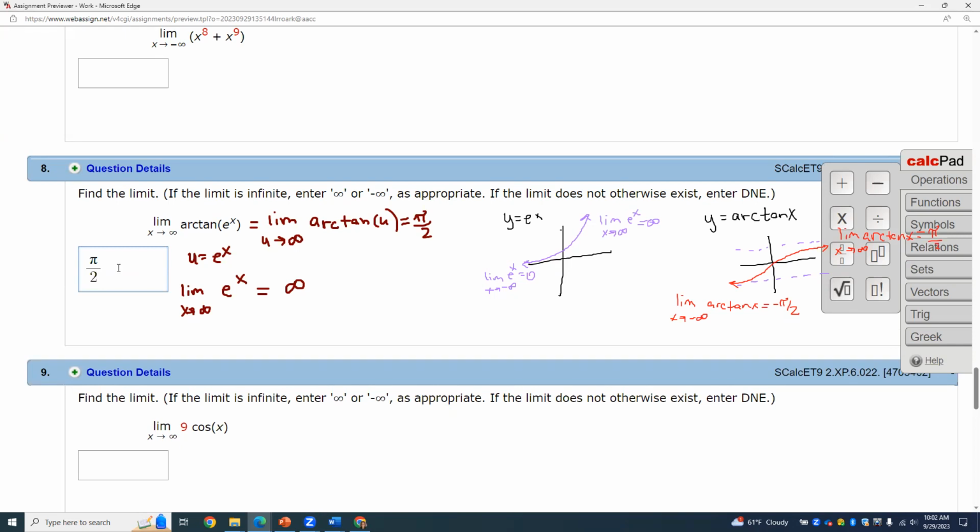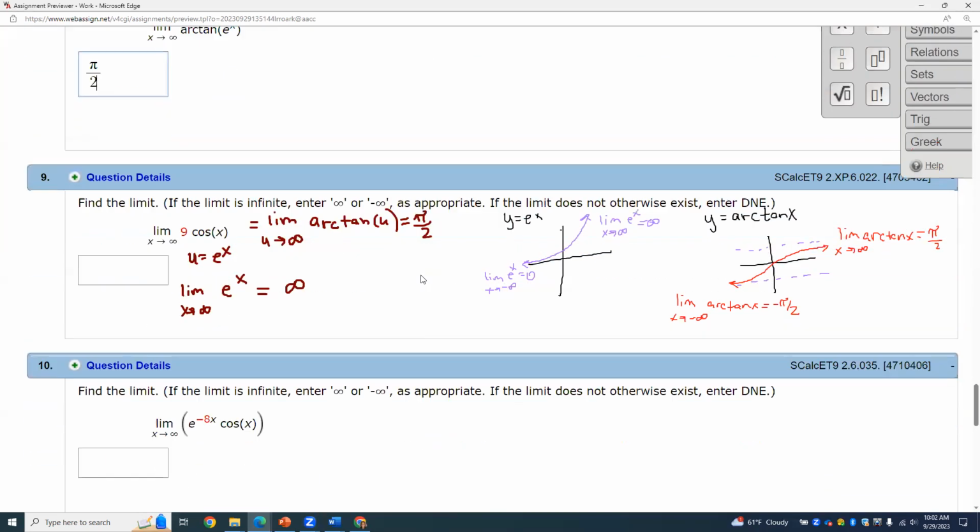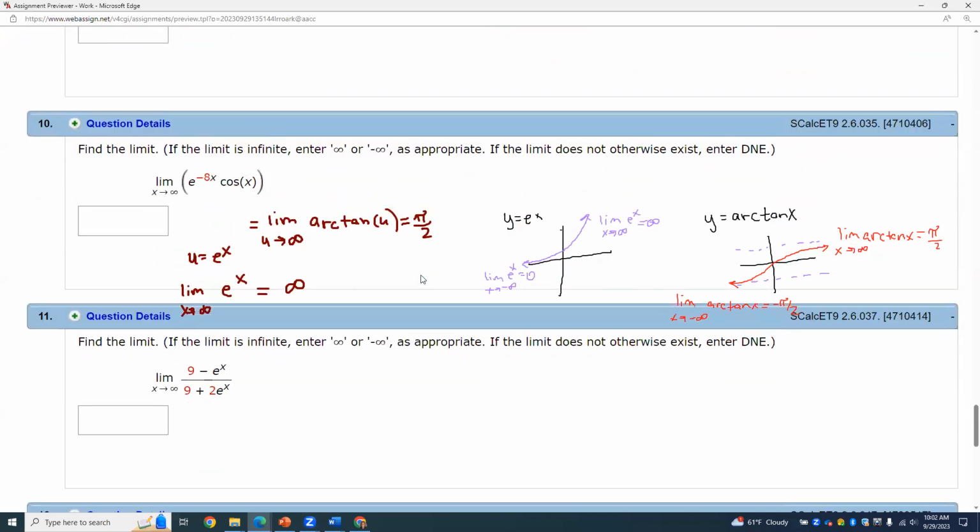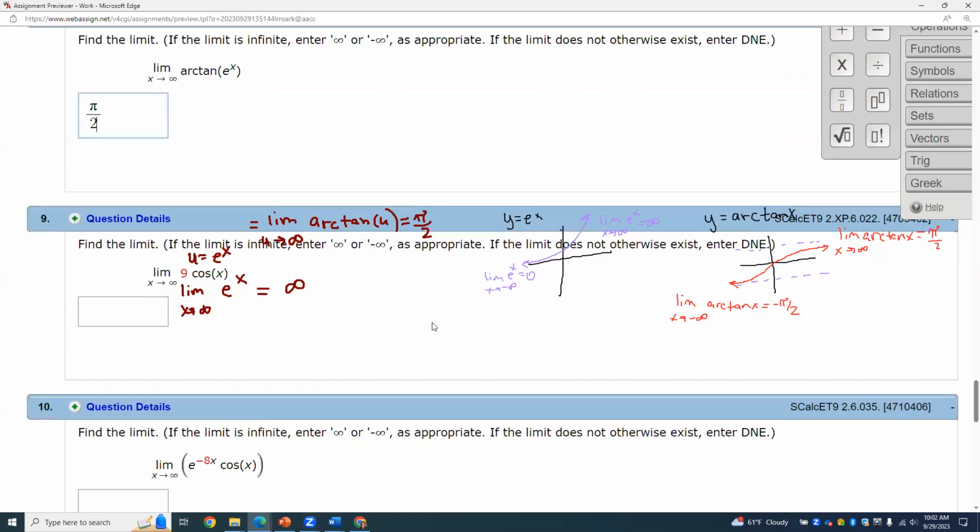I'm going to make another video talking about how we're going to approach number 10 using the squeeze theorem. That's where that comes into play.